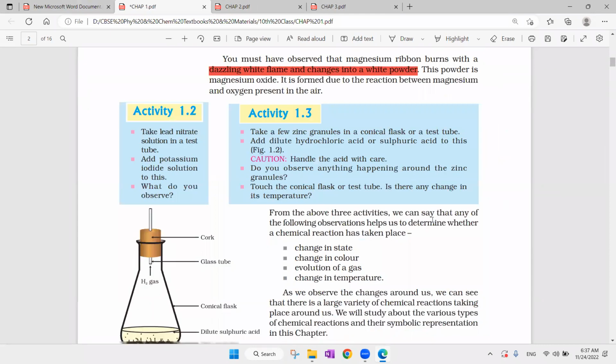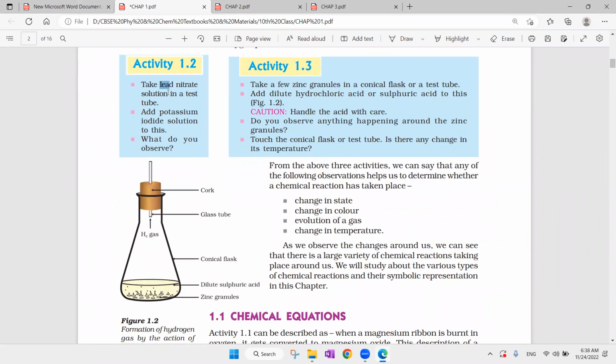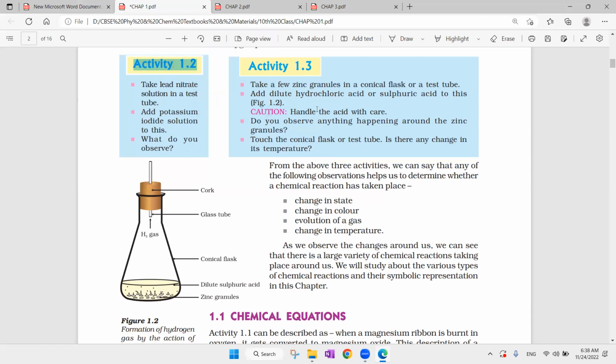Okay, then activity 1.2, 1.3. In 1.2 they are talking about lead nitrate solution, potassium iodide solution. What do you observe? Lead nitrate is nothing but salt, potassium iodide is nothing but salt. Here activity 1.2 will give information about precipitate reaction. Precipitate. Then activity 1.3, zinc granules and dilute hydrochloric acid.